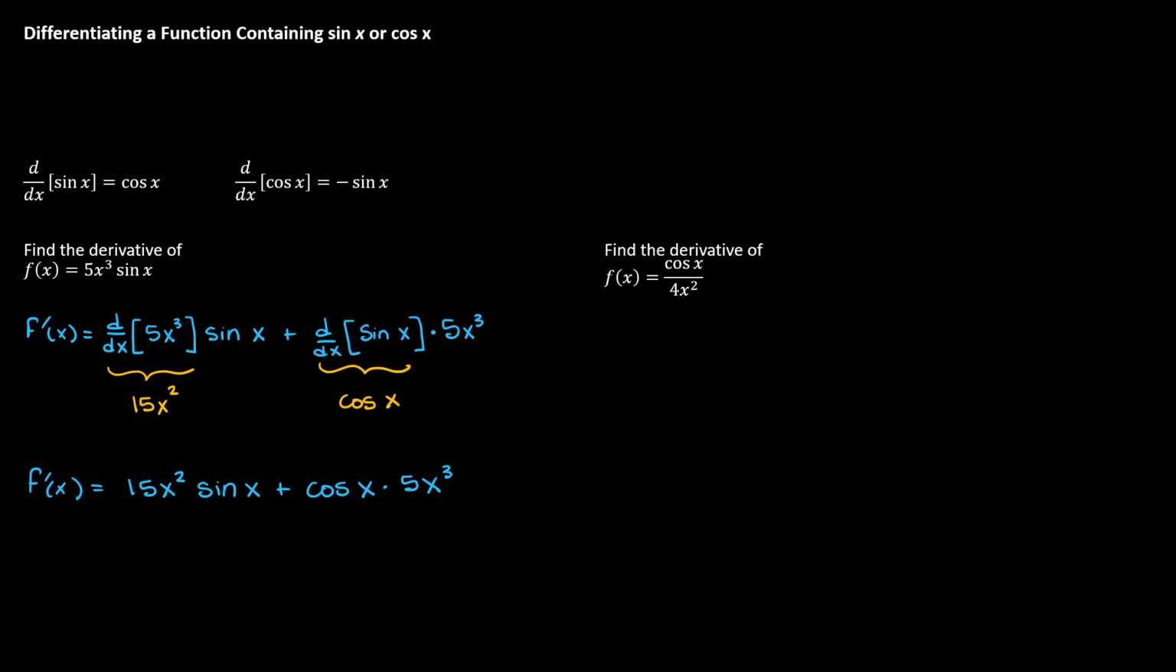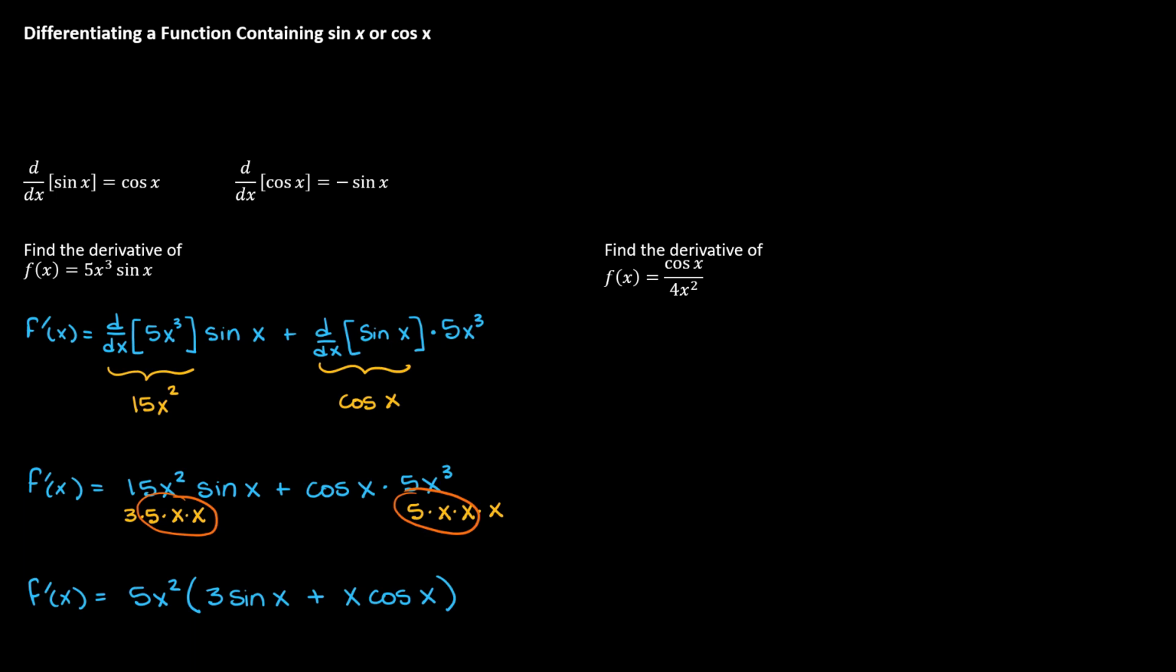Looking at our coefficients, the 15x squared and the 5x cubed, we can see a common factor of 5 and x. So we'll factor out a 5x squared. That leaves behind 3 sine x plus x cosine x. So our derivative for this function f is 5x squared times 3 sine x plus x cosine x.